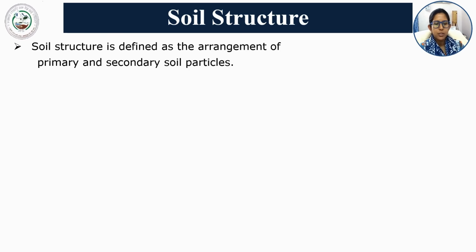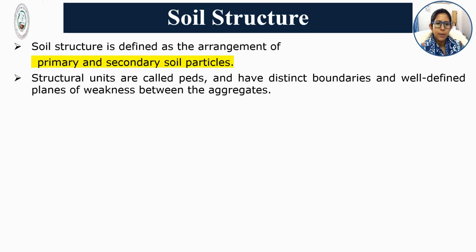So texture refers to the 3 size fractions, that is sand, silt and clay, whereas soil structure is the arrangement of these primary and secondary soil particles. And the structural units are called peds and have distinct boundaries and well-defined planes of weakness between the aggregates.